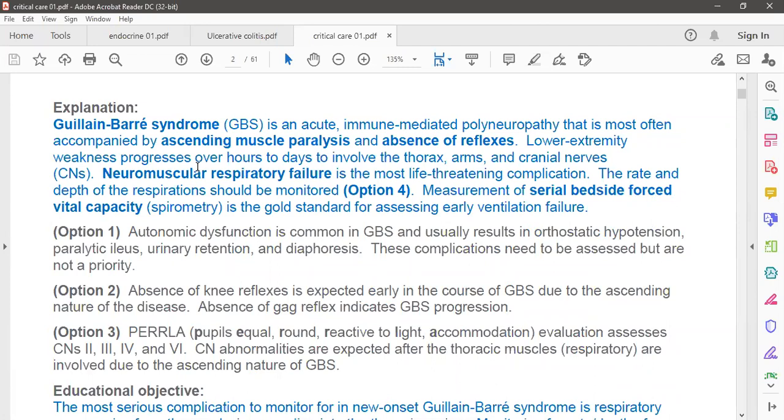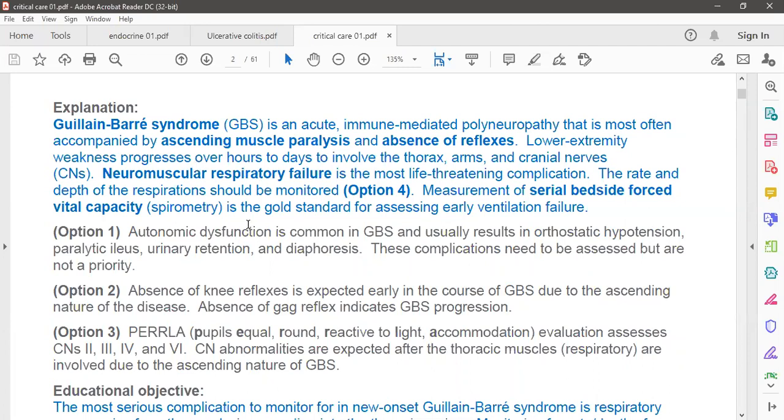If you ask me what the treatment of Guillain-Barre is, we can give them intravenous immunoglobulin, shortly called IVIG, or plasmapheresis. But if your patient needs plasmapheresis, we should monitor for hypotension because plasmapheresis has a side effect of hypotension.